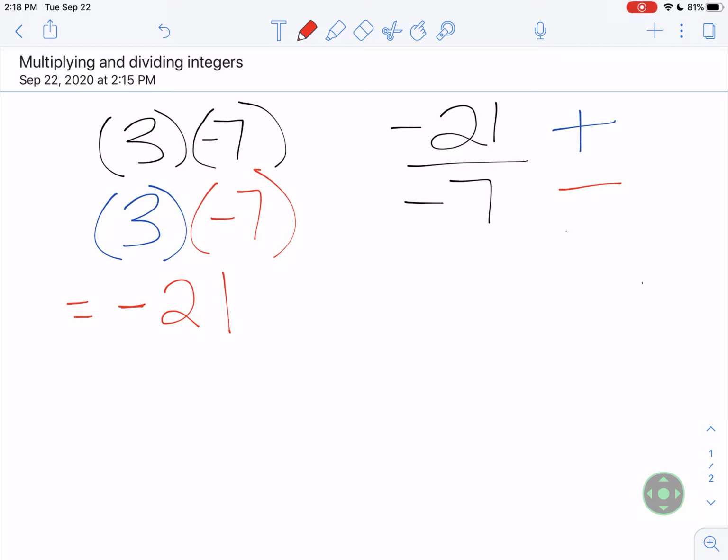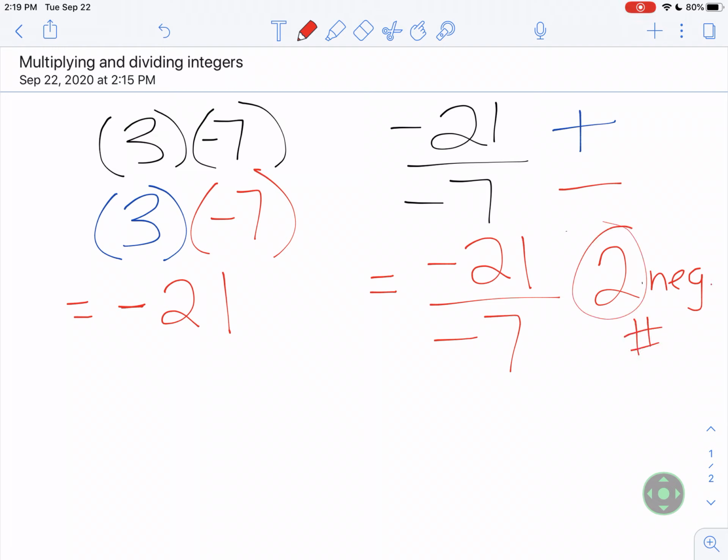I'm going to do the same thing with my division question. The top number is negative and the bottom number is negative. So negative 21 divided by negative 7. Because I have two negative numbers, 2 is an even number of negatives. That means that we are going to have a positive answer. So if you have an even number of negatives like 2, 4, 6, 8, then you're going to have a positive answer, which means it's going to be blue. I don't even need to write the positive sign, of course. I can just leave it out. And 21 divided by 7 gives me positive 3.